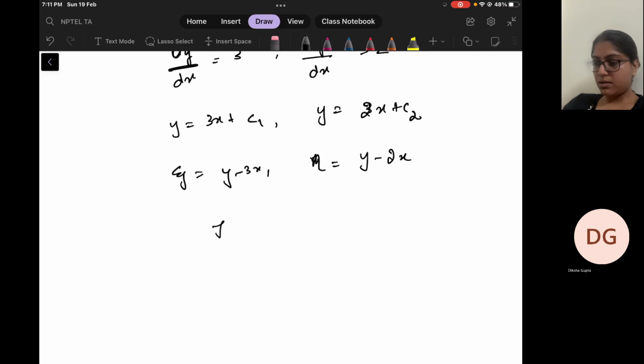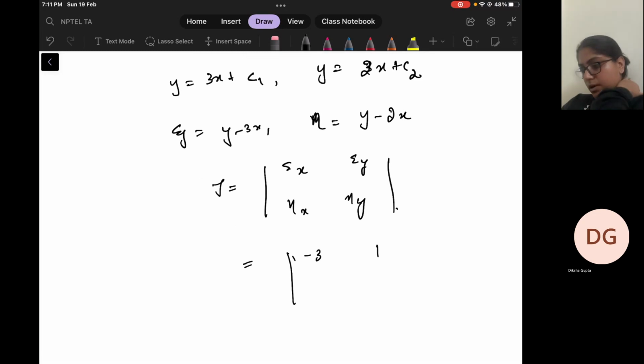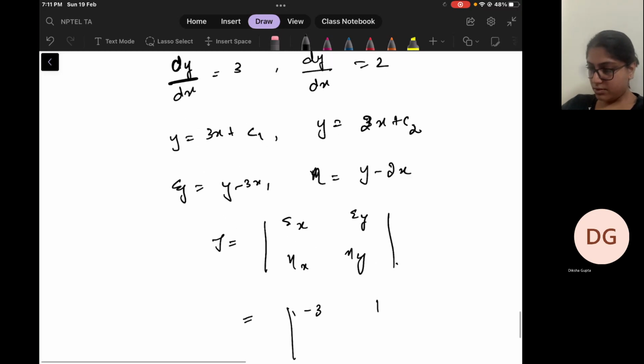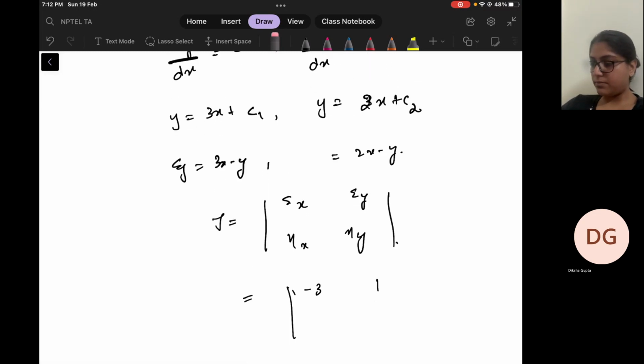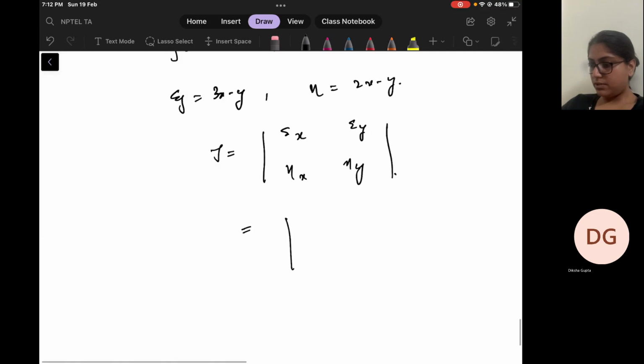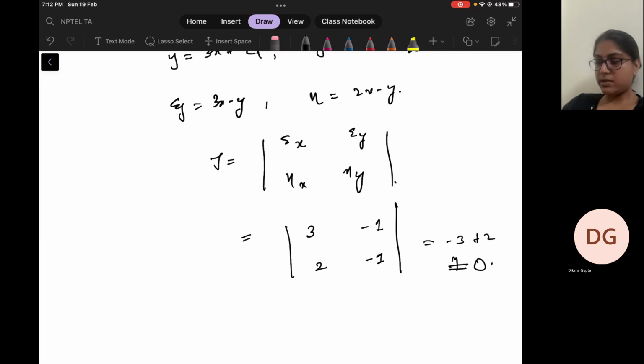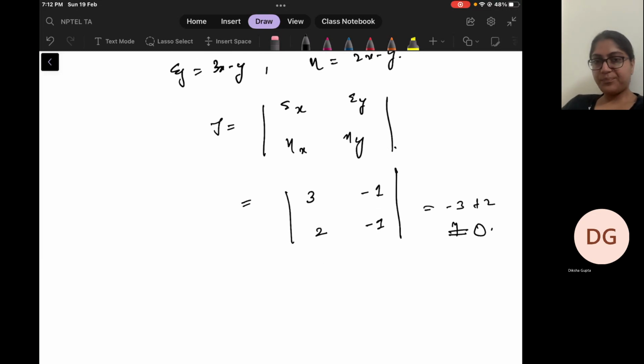If we calculate the Jacobian, epsilon x, epsilon y, eta x, eta y, which will be minus 3, 1... Or I would just take this to be 3x minus y and 2x minus y, just because I've already solved this using this, so it will be easier for me. So epsilon x will be 3, eta y will be minus 1, epsilon y minus 1, eta x will be 2. So the determinant is minus 3 plus 2, not equal to 0. So this transformation is one-one, and we can go back and forth between them.